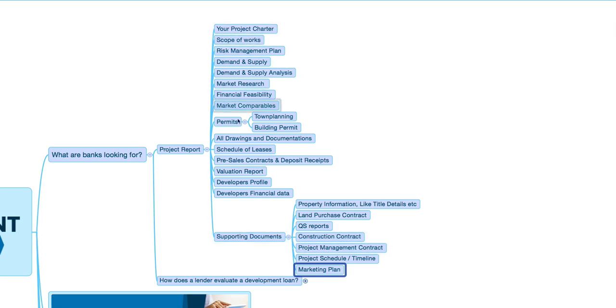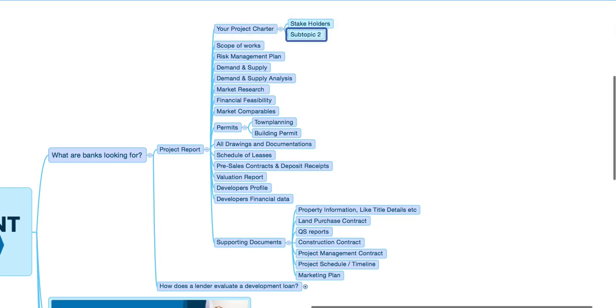So if you've got all these things in your project report and you present it well, apart from that, your project charter should include your stakeholders. It should also include details of the borrowing entity, and so on. So if you've got these details in your project report, it will impress your lender. So that's one thing.